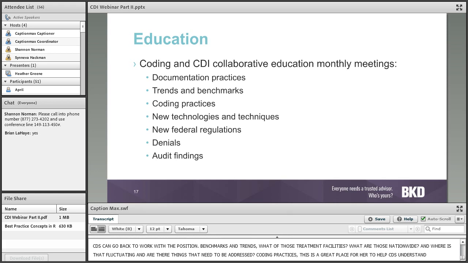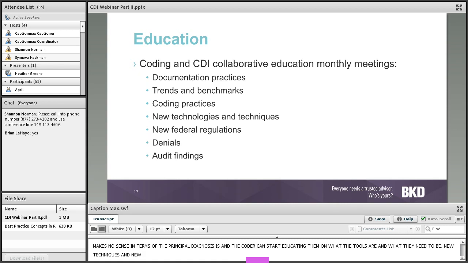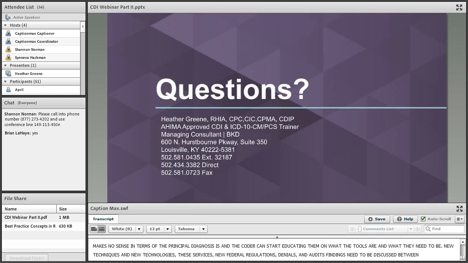Benchmarks and trends: what are those for your facility? What are those nationwide? Your case mix index, where is that fluctuating? Are there things there that need to be addressed? Coding practices: this is a great place to help CDS understand why the DRG is something that makes no sense in terms of what the principal diagnosis is, and the coder can start educating them on what these rules are and what they need to be. New techniques, new technologies, new services, new federal regs, again, denials, and then audit findings. These all need to be discussed between the teams on a regular basis so that we can all stay on the same page.